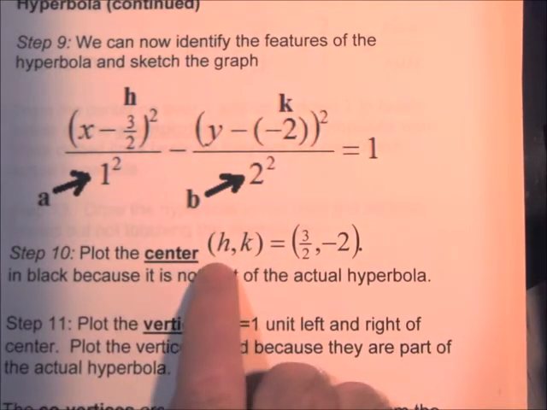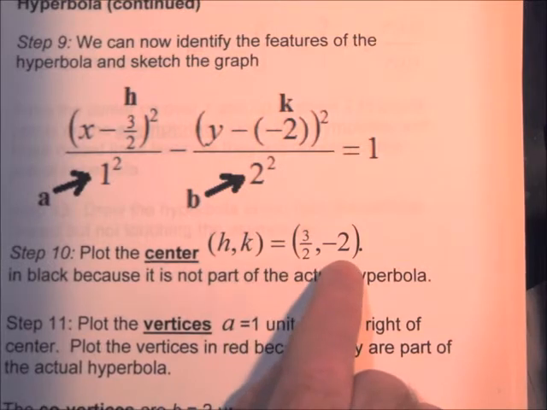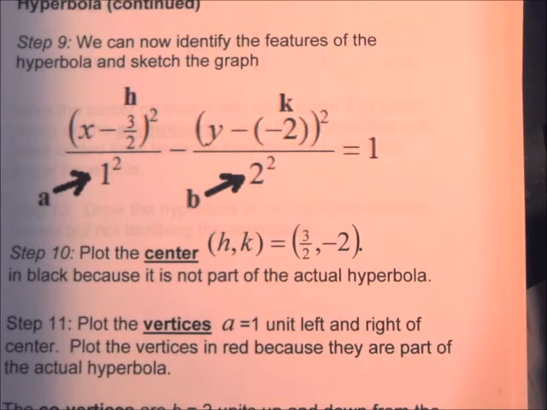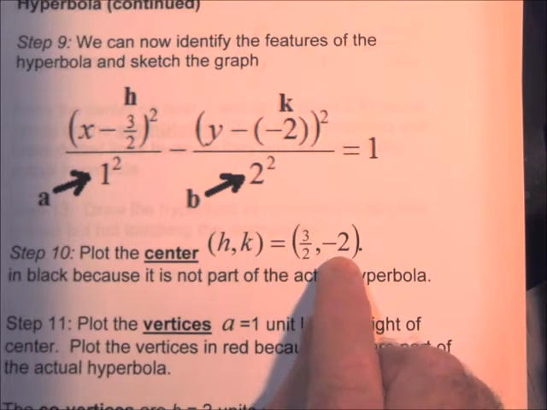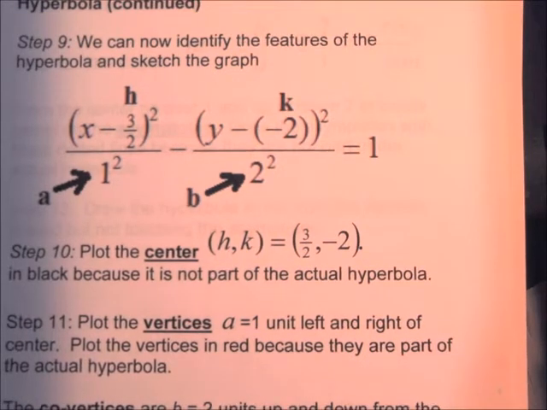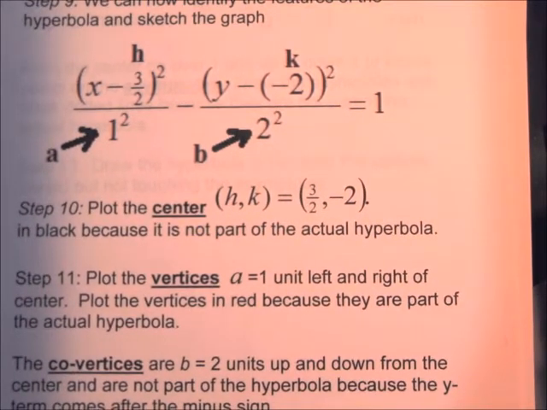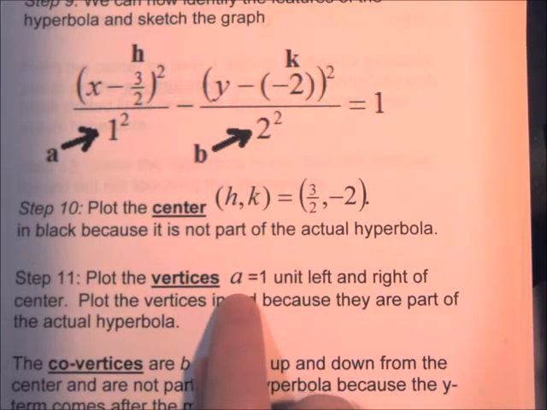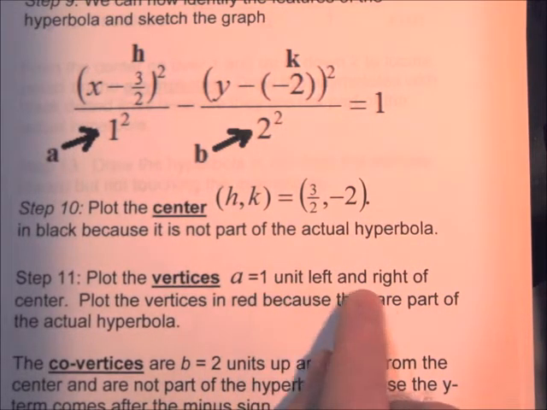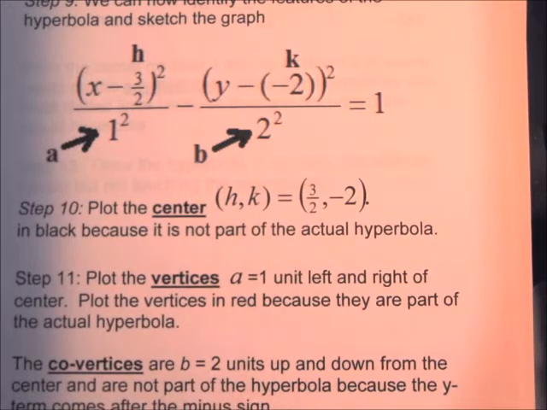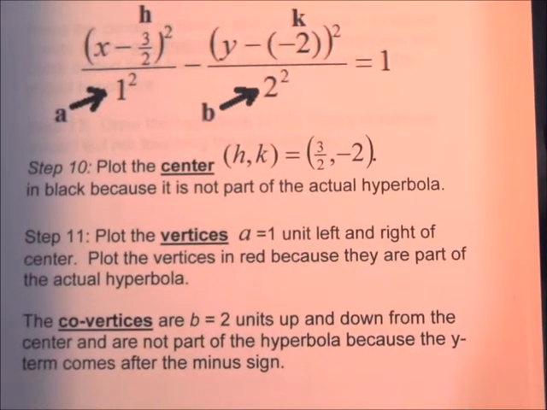So the center, h, k, is 3/2 comma -2. 3/2 is the same as 1 and 1/2. So for the center, it's going to be 1 and 1/2 to the right, and then down 2. And then once we figure out the center, we can plot the vertices. The vertices will be 1 unit to the left and right of the center. And then the co-vertices would be 2 units up and down from the center.